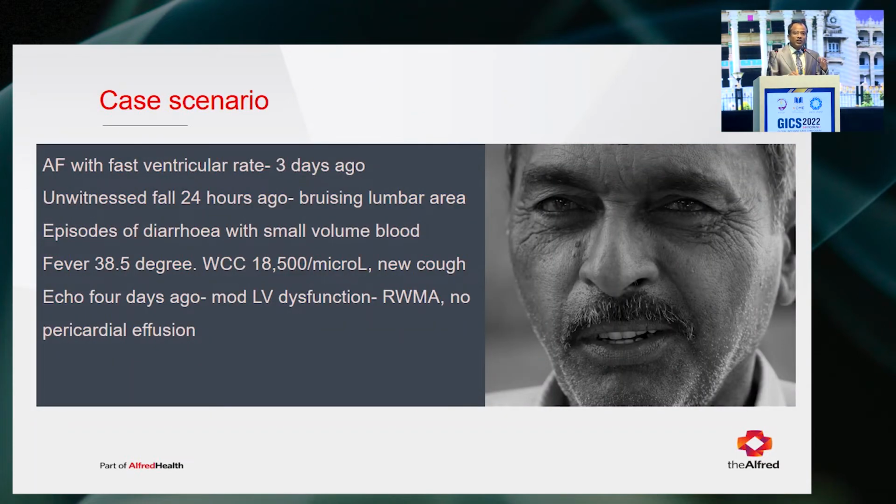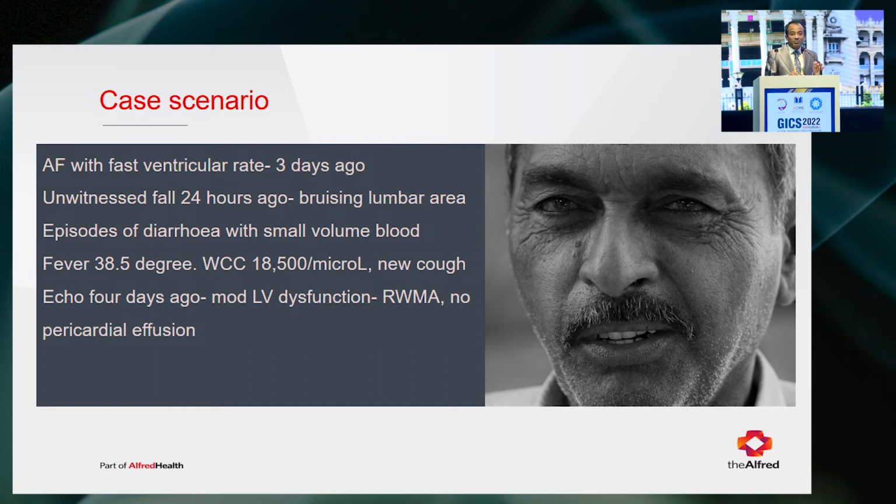Let's go back to our patient. On going through the history, you find that he went into AF with fast ventricular rate 3 days ago, and he has been loaded with digoxin, started on amiodarone, as well as beta blockers. He had an unwitnessed fall 24 hours ago on the ward, and he has got a large bruise on his right lumbar area. And he also had episodes of diarrhea over the last 48 hours with blood-tinged stools.